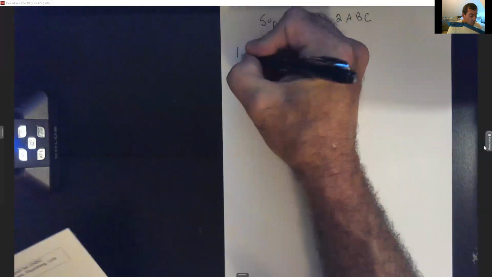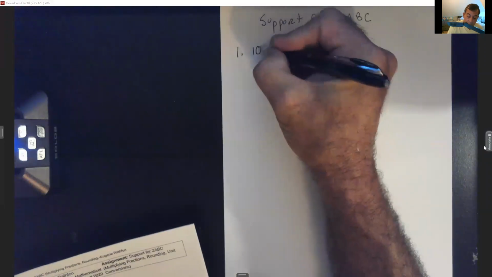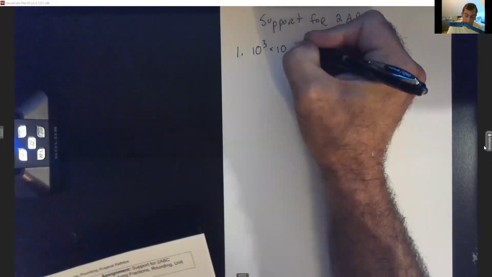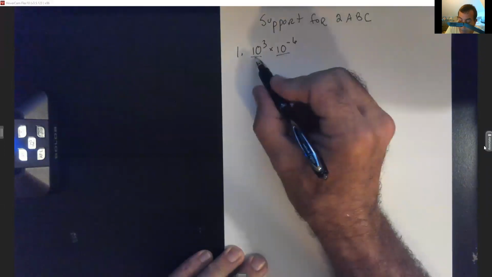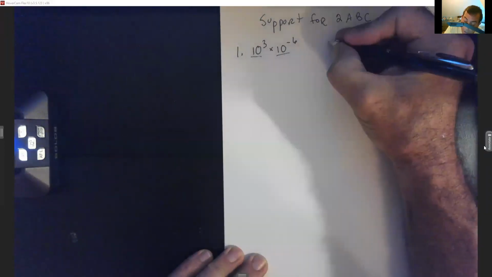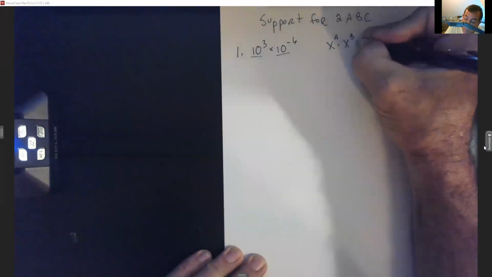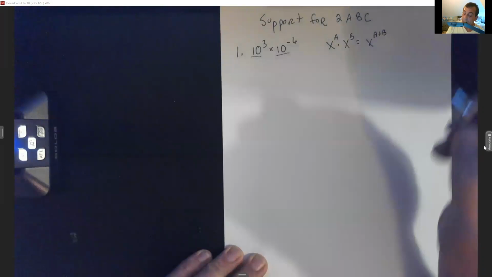So now you see my screen, and on here it says support for 2ABC. So question number 1 said simplify the expression, and they're giving me 10 to the third times 10 to the negative 6. So anytime you're multiplying things that have the same base, so these 10s are what we call the base, we got a rule that says if you got something that has the same base being multiplied, then you would add the exponents together to get your final answer.